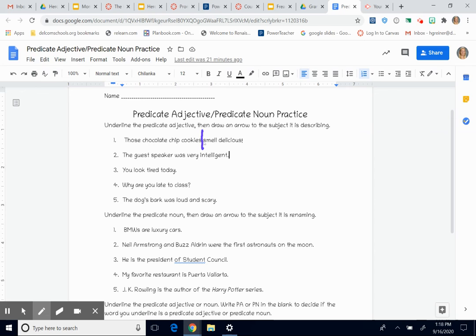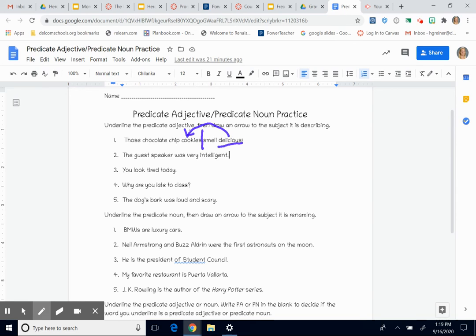But now I need to underline my predicate adjective, what is describing my subject. So smell is my linking verb. So I'm going to underline delicious. Delicious is describing the cookies.